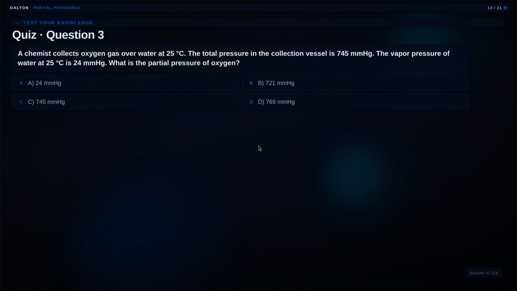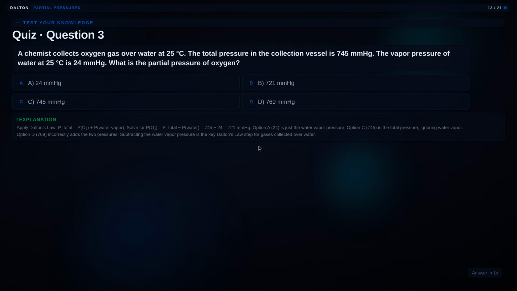The correct answer is B. 721 millimeters of mercury. Apply Dalton's law. The total pressure equals the partial pressure of oxygen plus the partial pressure of water vapor. Solving for the partial pressure of oxygen gives 745 minus 24, which equals 721 millimeters of mercury.